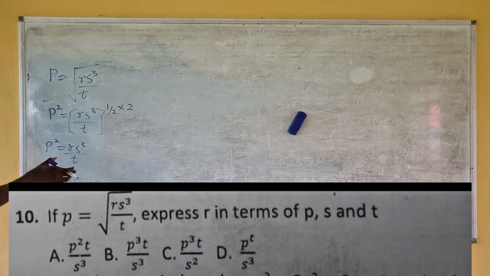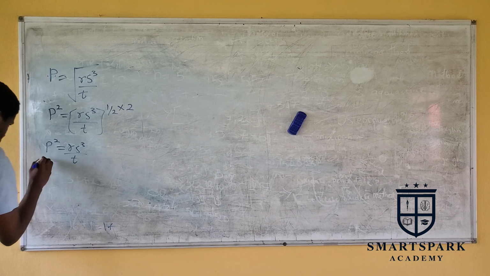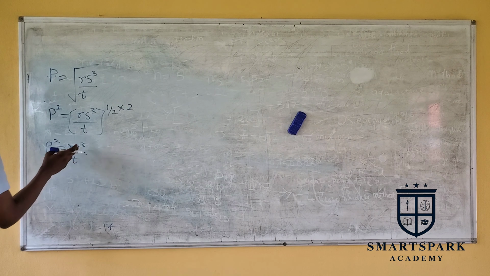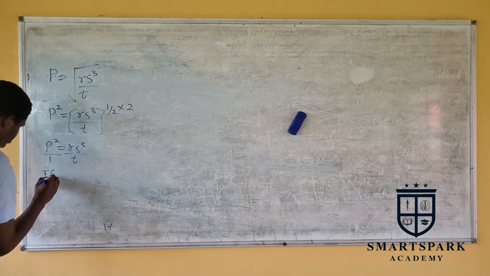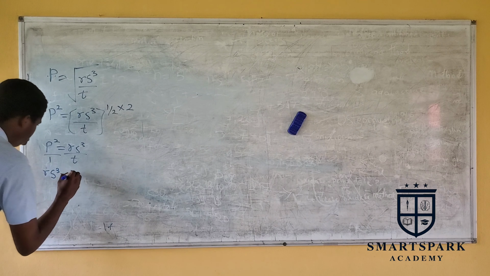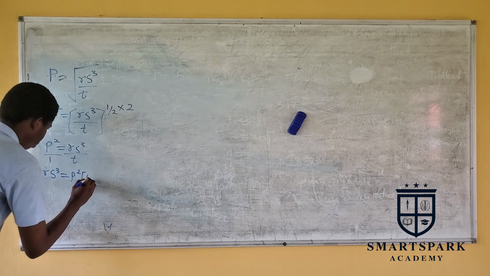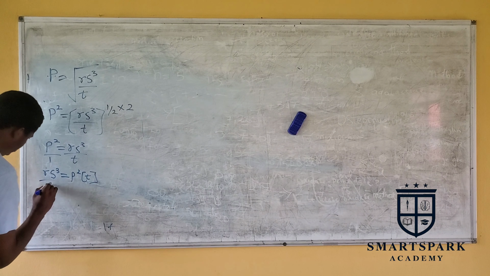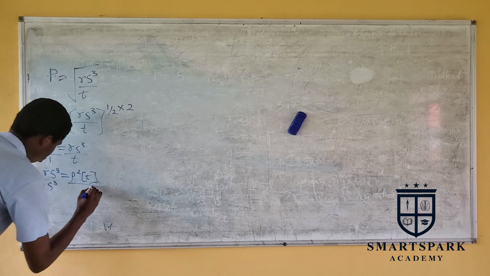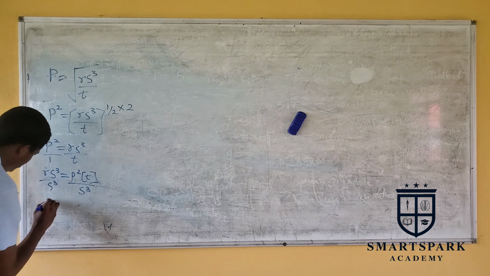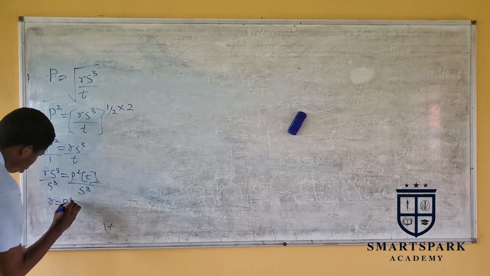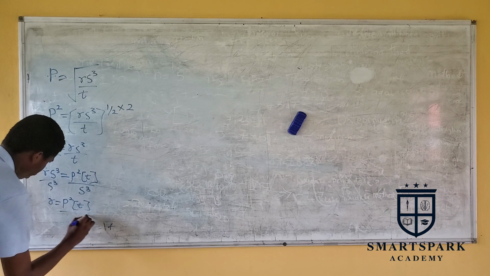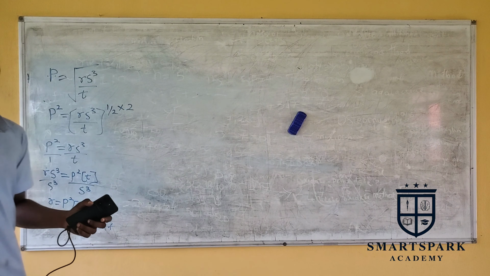So we are going to do a cross multiply, this multiply this and this multiply this. So this R S raised to power 3 is equal to P squared T. Now they say we should make R the subject of the formula. We are going to divide by S cubed. So R now is equal to P squared T divided by S cubed. So this is the answer to this question.